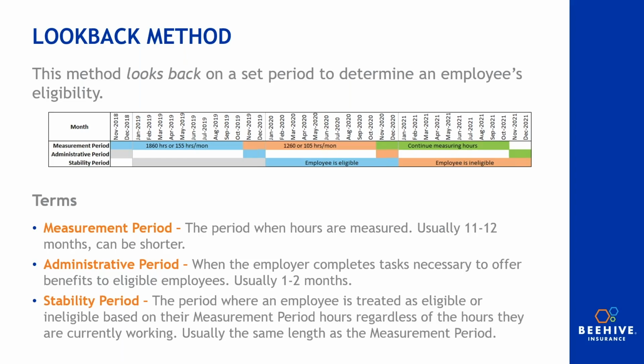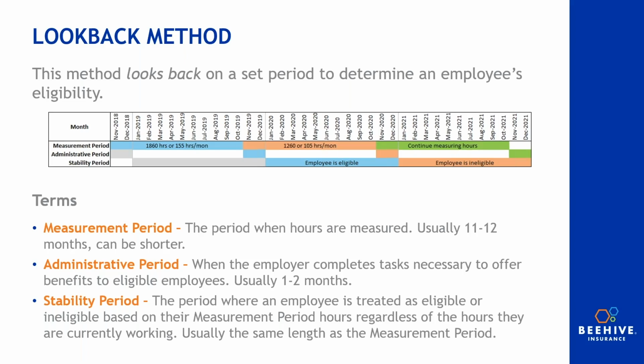And then lastly, we have the stability period. This is the period where an employee is treated as eligible or ineligible based on the hours they worked in the measurement period. It is usually the same length as the measurement period. It can be longer than the measurement period. It cannot be shorter than the measurement period.